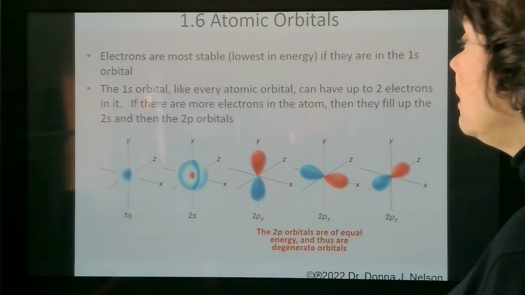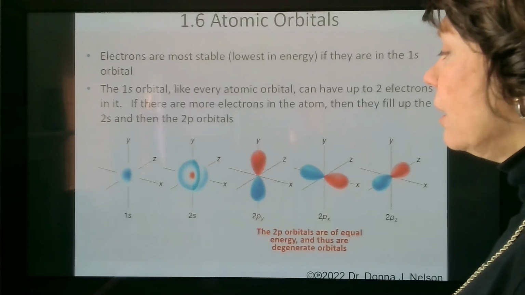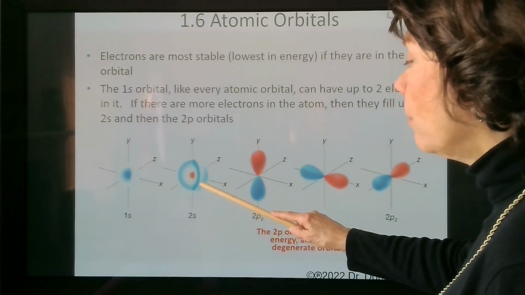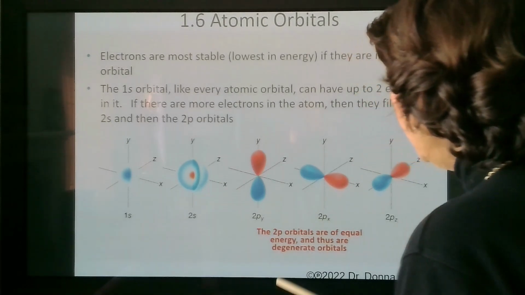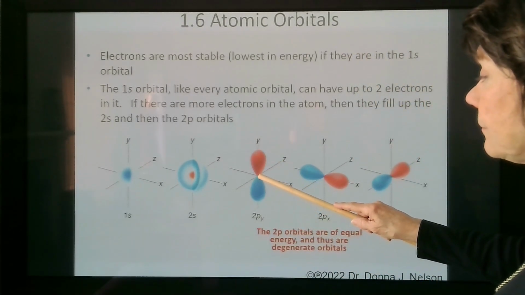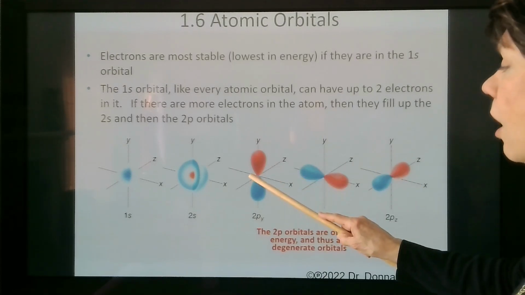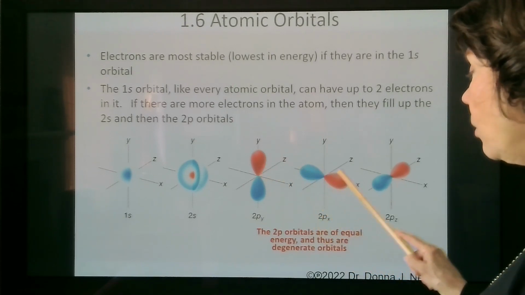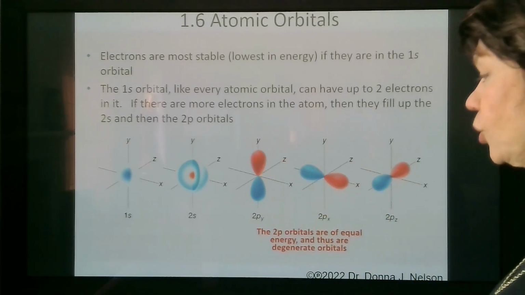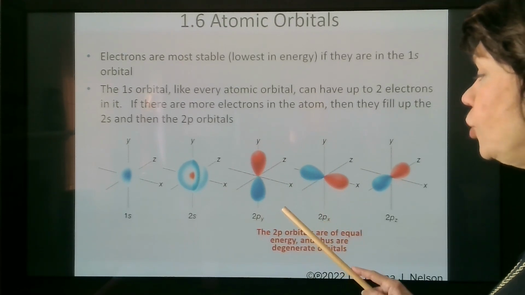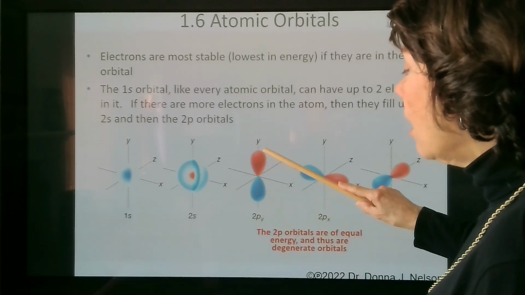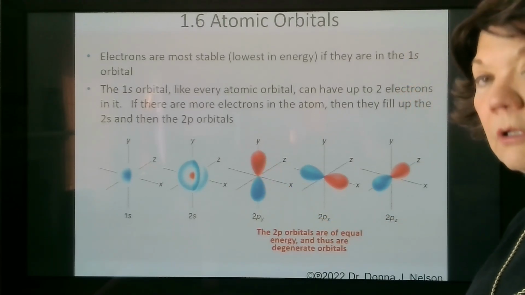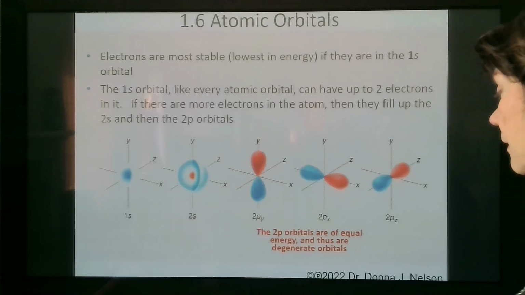Electrons are most stable, that's the lowest in energy, if they are in the 1s orbital. The 1s orbital is the lowest in energy. Then you have the 2s orbital. That's the s orbital in the second period. Then you have the 2p orbitals, and these are still higher in energy. They have equal energy, and so these three are degenerate, but they'll be higher in energy, and that is because the electrons are lying farther away from the nucleus. The closer the electron lies to the nucleus, the lower in energy it is, the more stable it is.